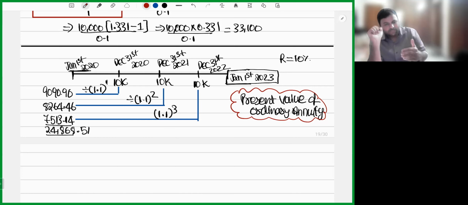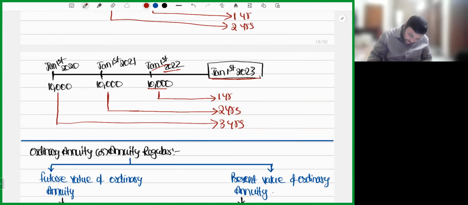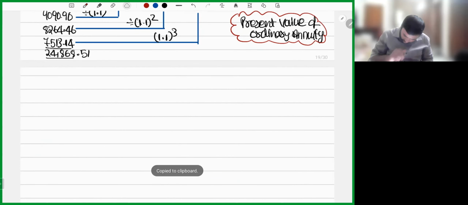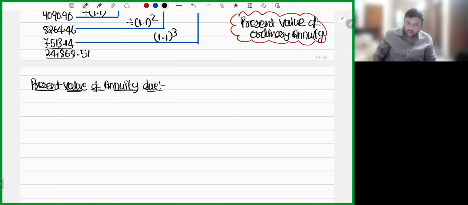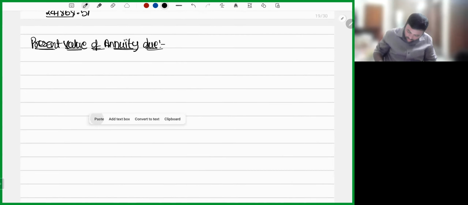Now the same example, let us do on the base of annuity due, and let's see how much difference we will get. The same example I've taken earlier, I'll take it on the base of annuity due right now. Copy. Now let's do the same example, present value of annuity due. Let me do the ordinary annuity sum on the base of annuity due right now. Paste.